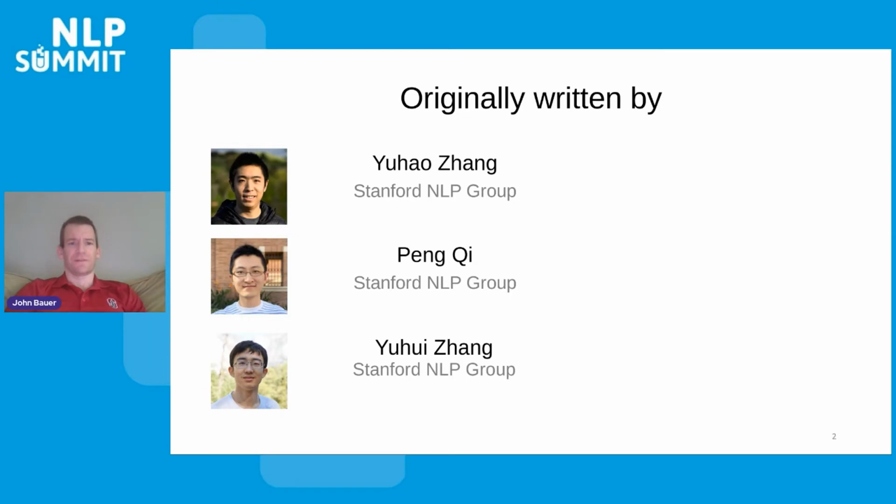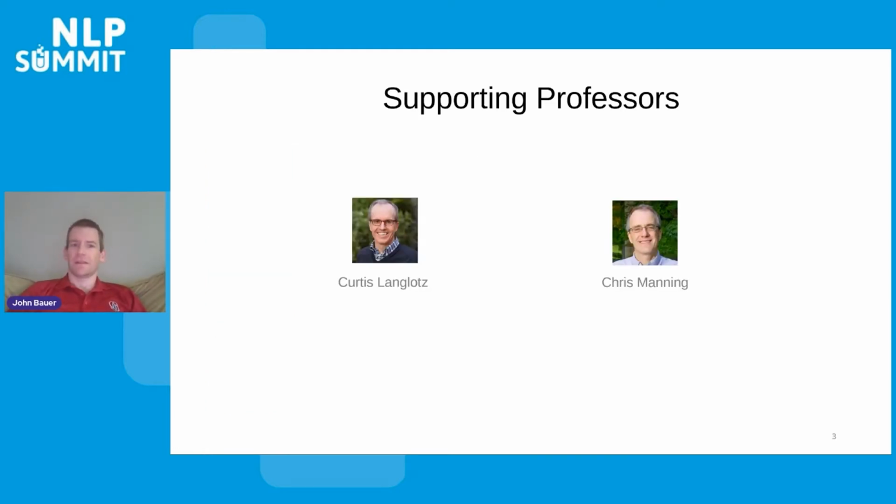So Stanza was originally written by 3 grad students in the Stanford NLP group, Yuhao Zhang, Peng Qi, and Yuhui Zhang. 2 of them have since graduated, and the third one has moved on to other projects at Stanford. So it's now being maintained by me and a collection of other Stanford students. The supporting professors are Curtis Langlotz and Chris Manning.